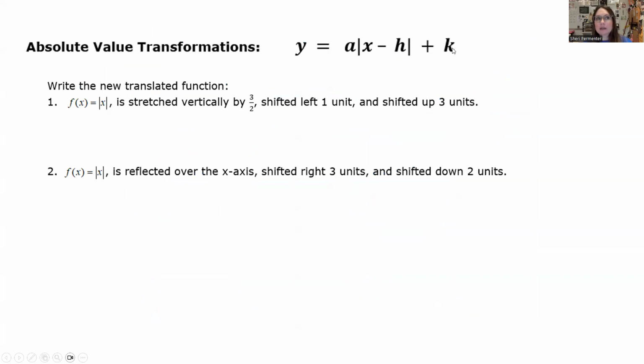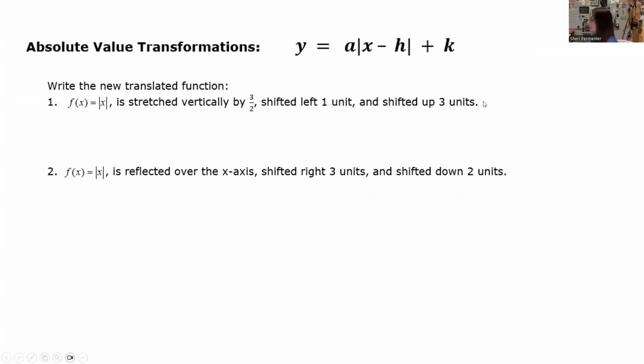Here is the formula again. I wrote it here, even though you have it towards the top of your page, so that we can refer to it. The first types of problems that you have on your homework, questions 5 and 6, you're writing equations from some verbal explanation. So we've got some word sentences that we're going to make a math equation with. It says that we've got the absolute value function, and we're going to stretch it vertically by 3 halves, and then we're going to shift it left 1 and up 3.